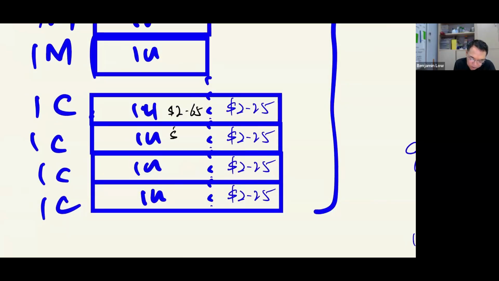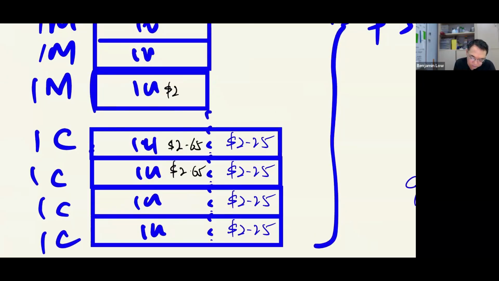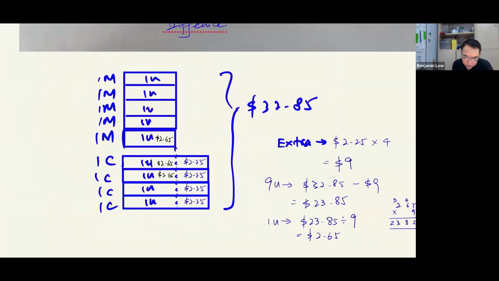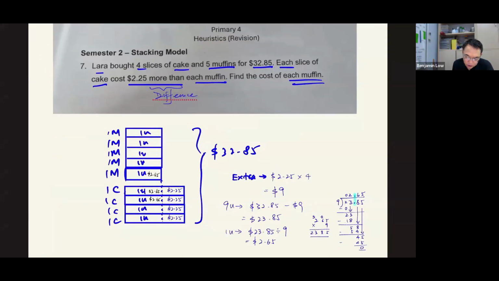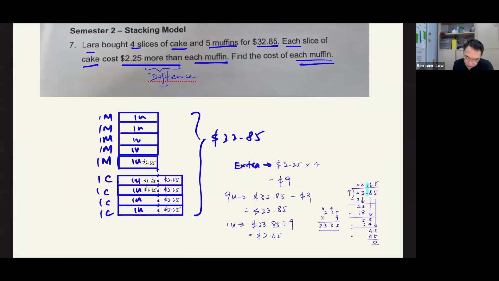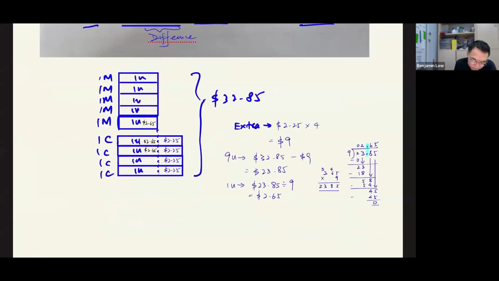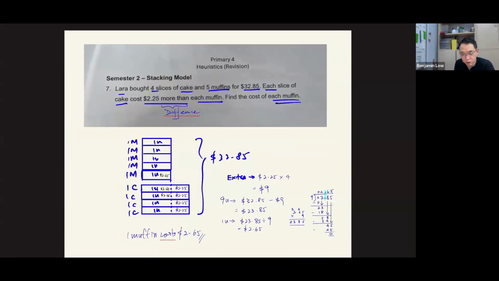Okay, you want to put it in one box, you want to put it in many boxes, I leave that to you. Okay, question. How much is each muffin? So the answer is 265. If they ask you to find cake, you take 265 plus 225, right? Okay, so let's finish that. $2.65. Okay. Remember, you can pause this. Okay, I'm going to the next question.